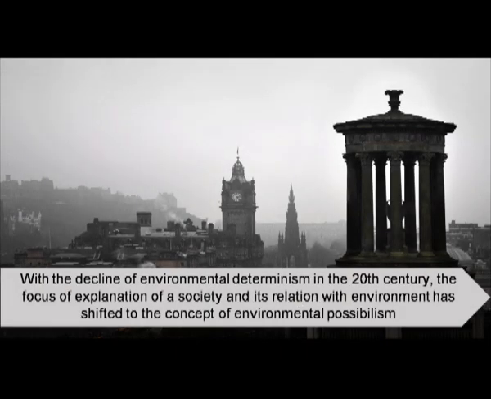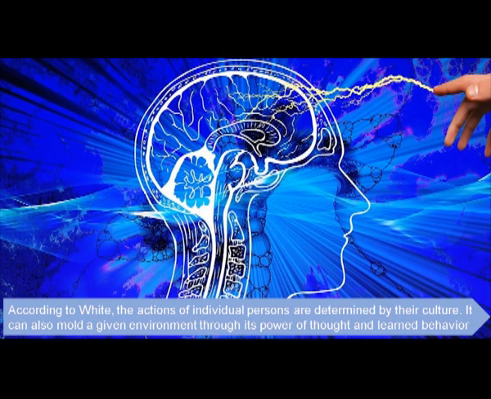With the decline of environmental determinism in the 20th century, the focus of explanation of a society and its relation with environment has shifted to the concept of environmental possibilism. Then, coming to the second approach, the cultural determinism approach. Here, we know that a society's environment has a dynamic nature of different settings when people constantly interact with it. It is in contrast to the concept of environmental determinism. If you look into how the cultural determinism approach expresses it, according to some authors, the actions of individual persons are determined by their culture.